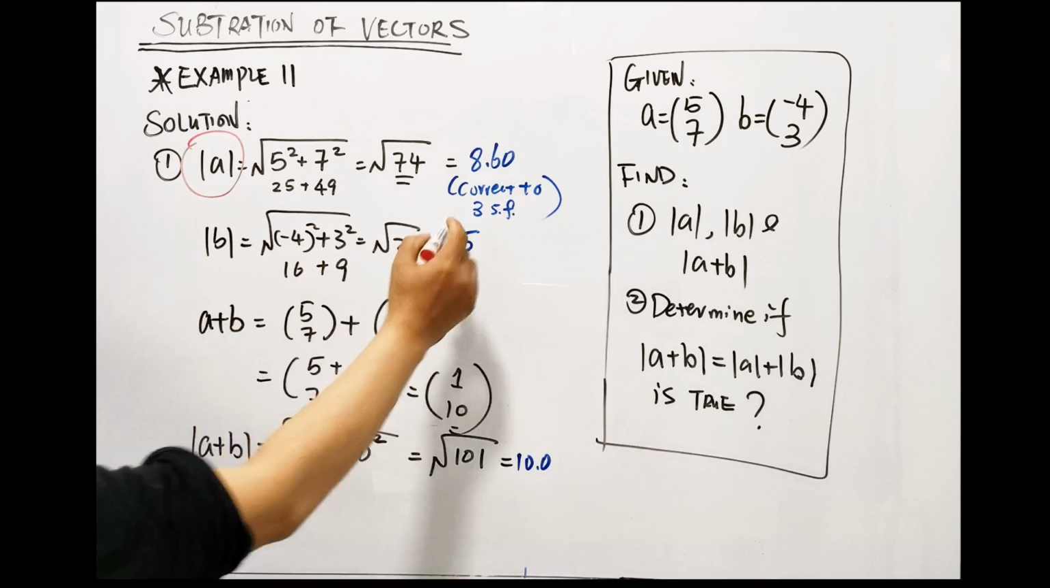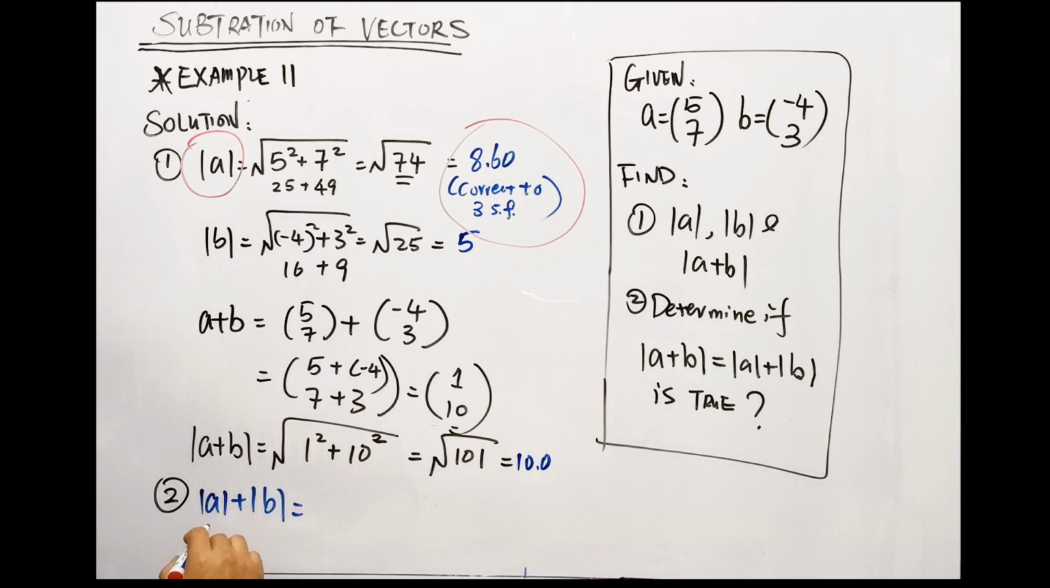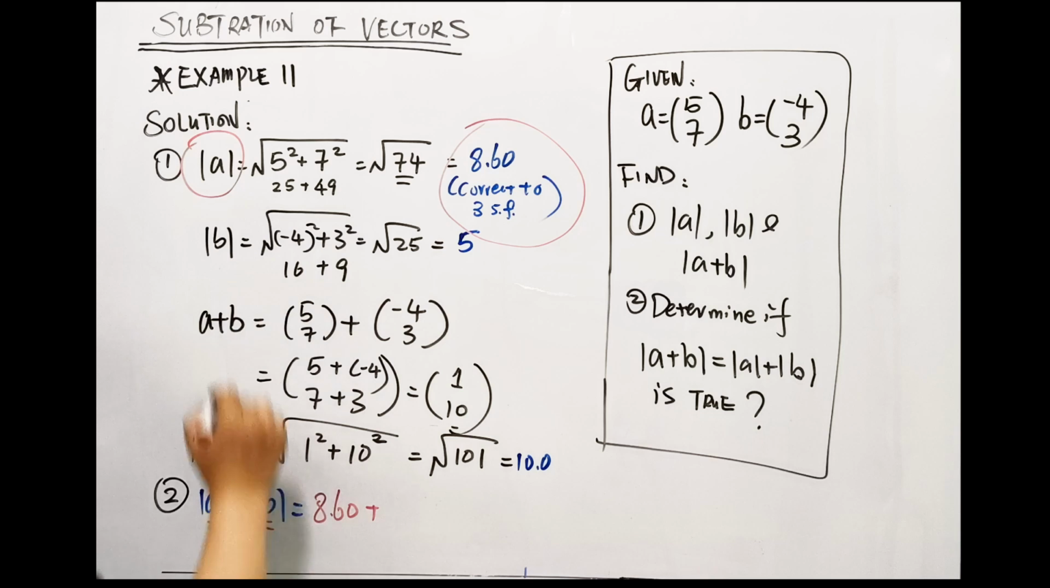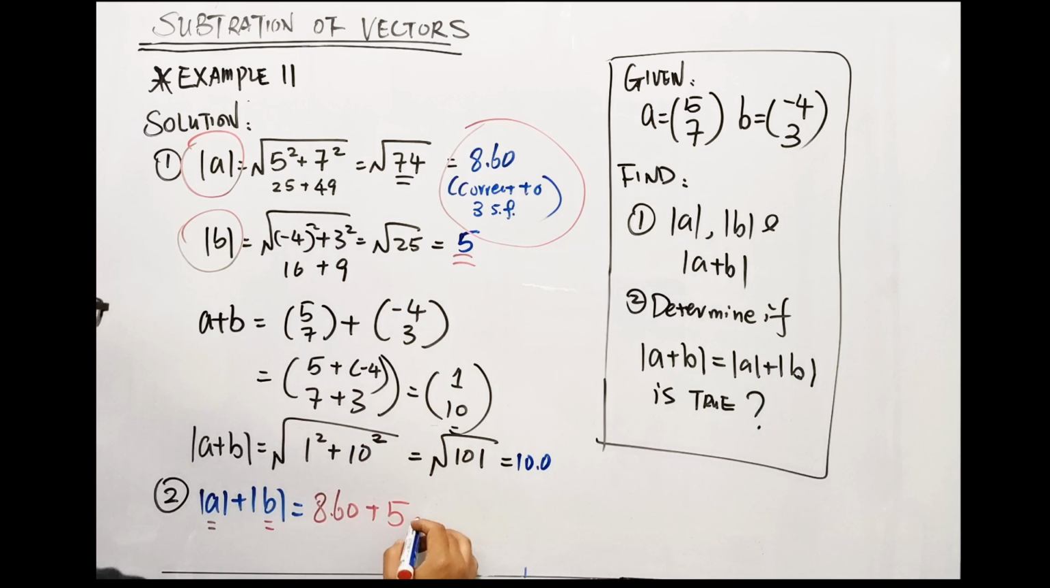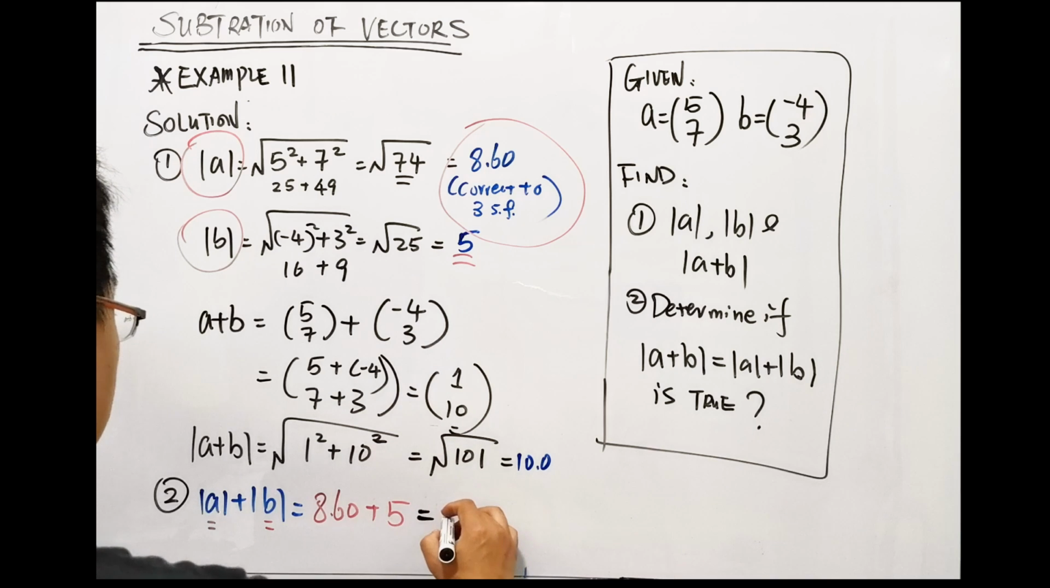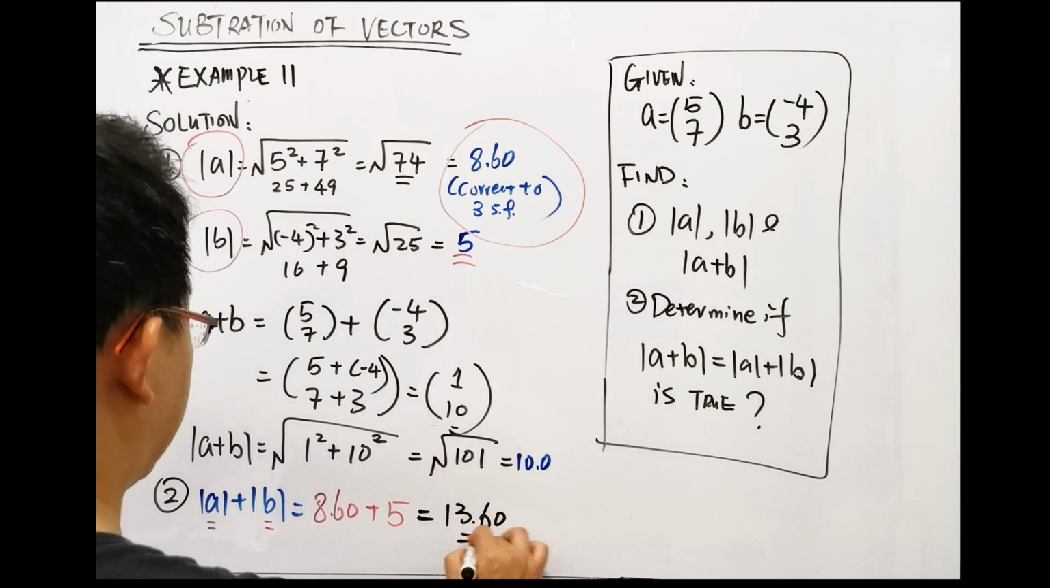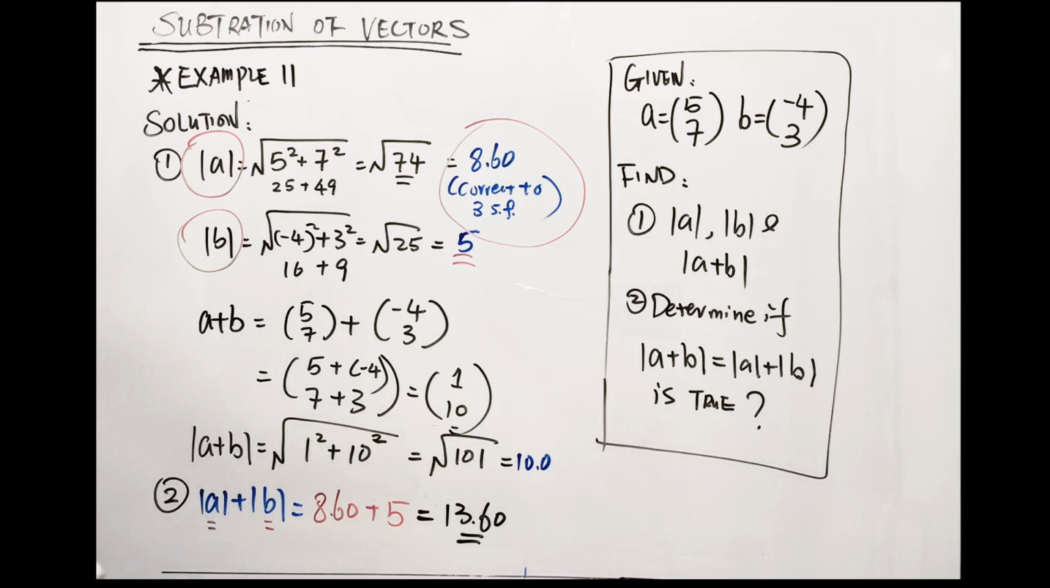So where's A? This is A, right? A is how much? 8.60 plus. So where's the B? The B is here, right? B is 5. So what do we get? So the magnitude of A plus the magnitude of B, what do we get? We will get 13.60, right? So we can see that. Okay, now let's determine whether this is true.